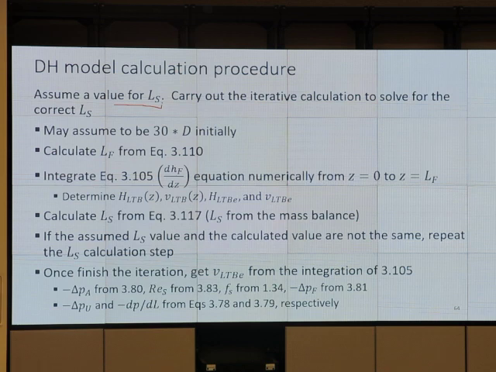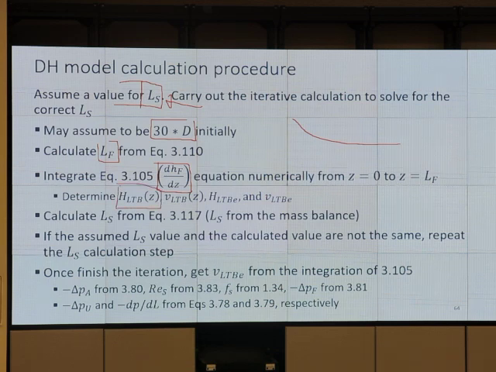So we assume the length. Oh, this one is actually the one in the book. Assume the length LS, the slug length, or you may use 30 diameters. In the book it suggests, assume LS, calculate the film length, then solve the first order ODE, dH by dZ. After we solve that, we get the film profile, the height at every location. Then we calculate holdup in the film zone and velocity inside the film.